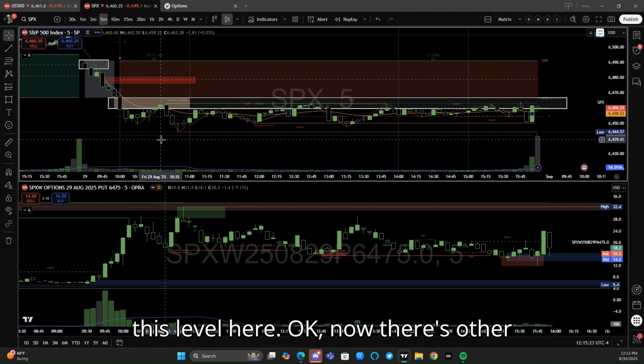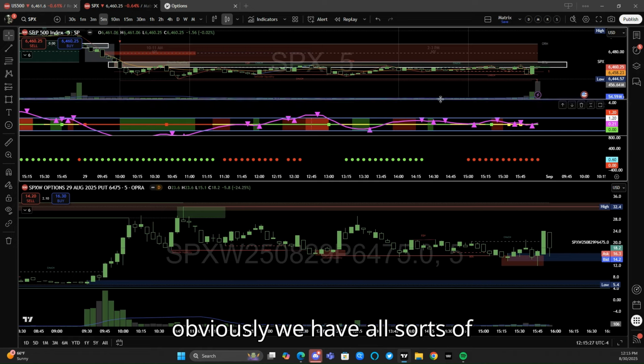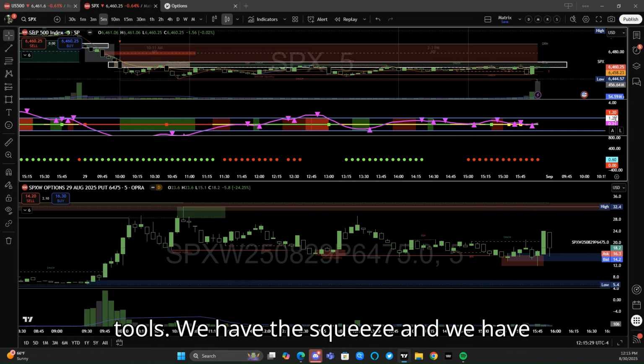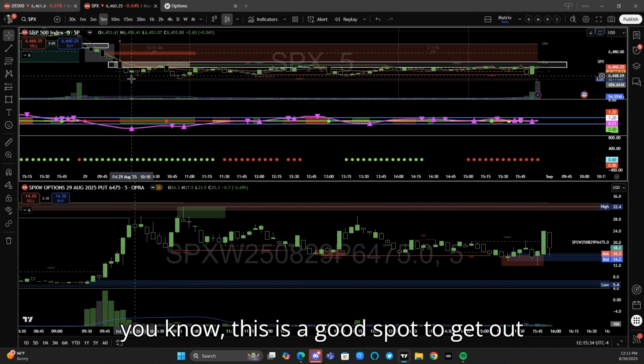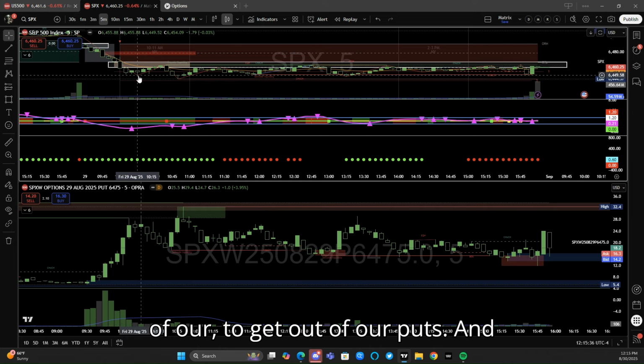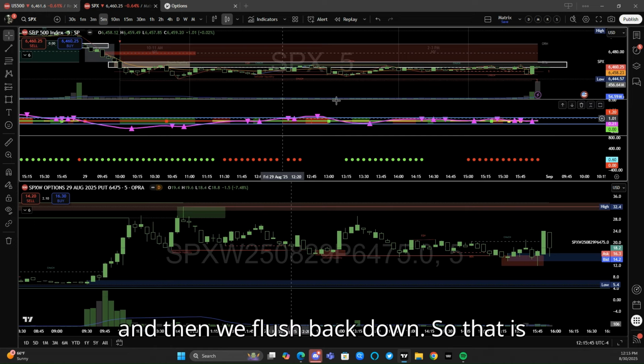Okay, now there's other indicators. If you look, obviously we have all sorts of tools. We have the squeeze, and we have ready aim fire here, which is telling us this is a good spot to get out of our puts. And then obviously we're going to get a retest here, and then we flush back down.